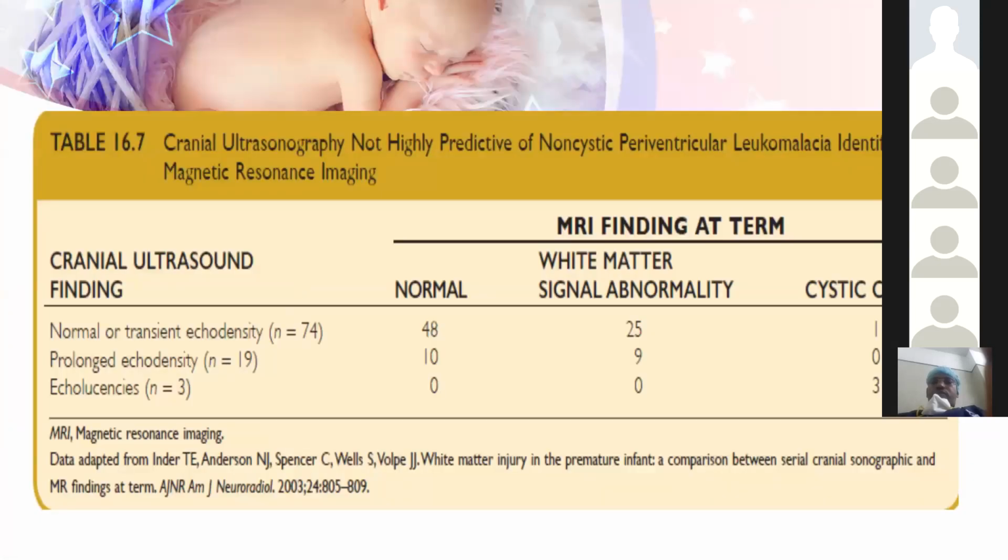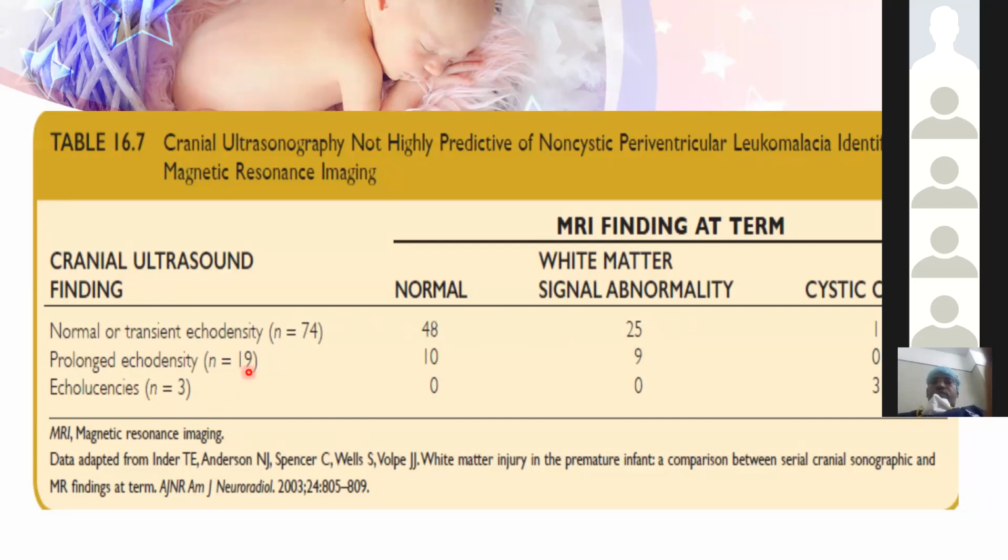Now, the next thing is, how useful is an ultrasound? There was a study published in the Neuroradiology Journal in 2003, and they studied the utility of cranial ultrasound and compared it with MRI. In 74 infants who had a normal or transient echo density on ultrasound, they did an MRI at term, and they found that only 48% were normal. 25% had white matter signal abnormalities which were deemed as normal on cranial ultrasound, which is what I was highlighting. The role of MRI becomes very important.